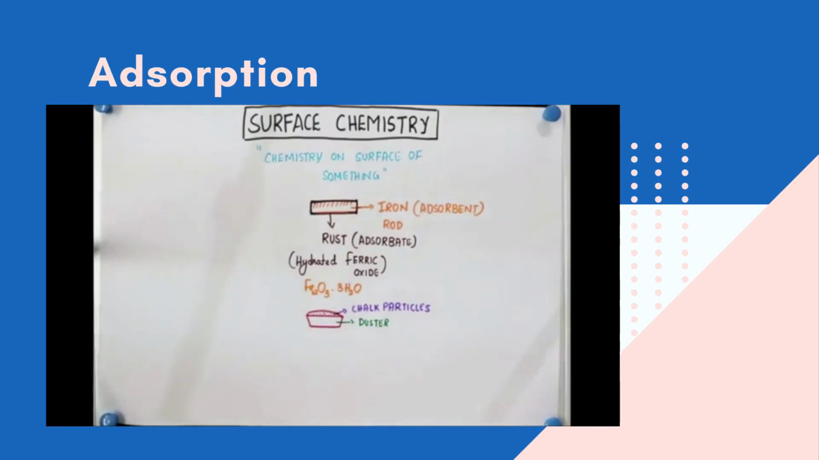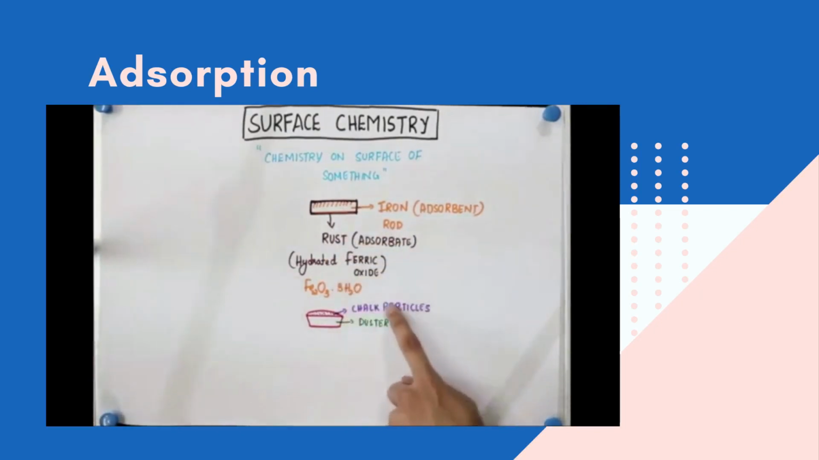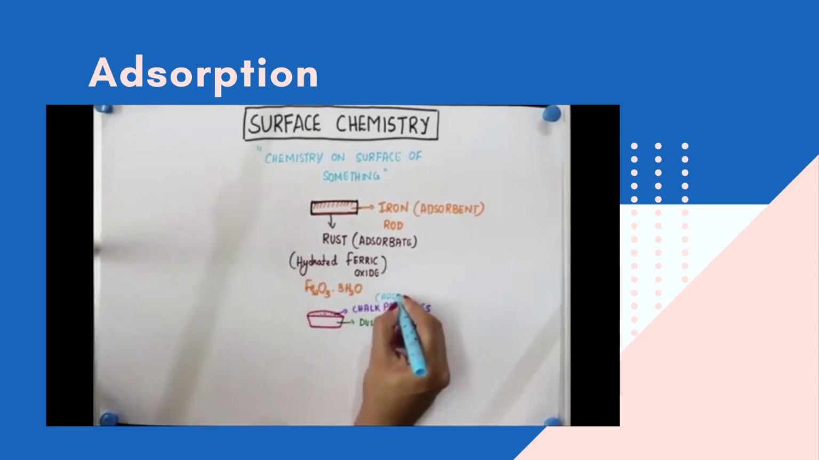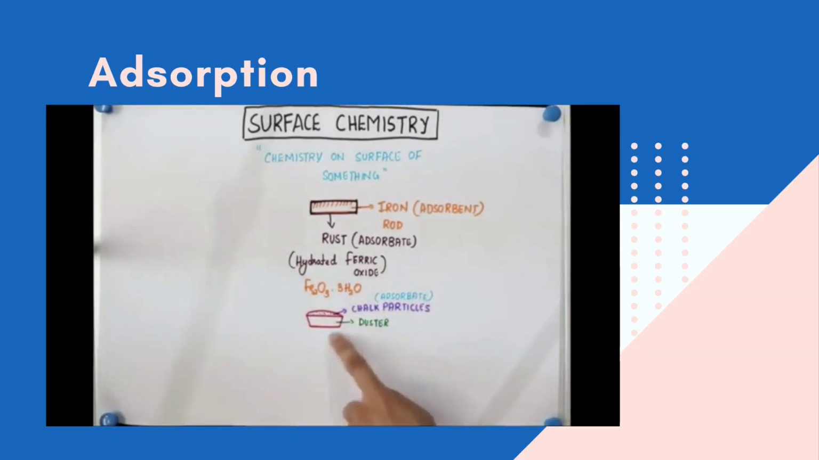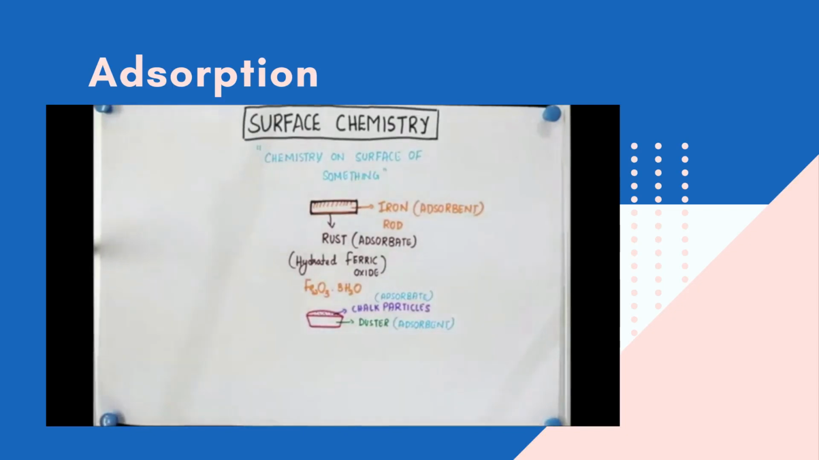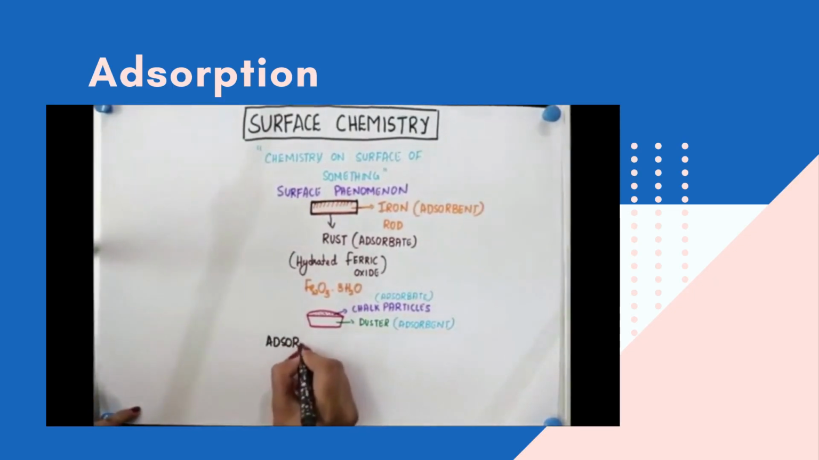So now can you tell me which is adsorbate and which is adsorbent? Just like how rust was the adsorbate earlier, I think the chalk particles are the adsorbate here. Correct. And the surface of the duster becomes the adsorbent. Very good. Okay. So we have a technical term for this, that is adsorption. So this phenomenon is what we call adsorption, right?